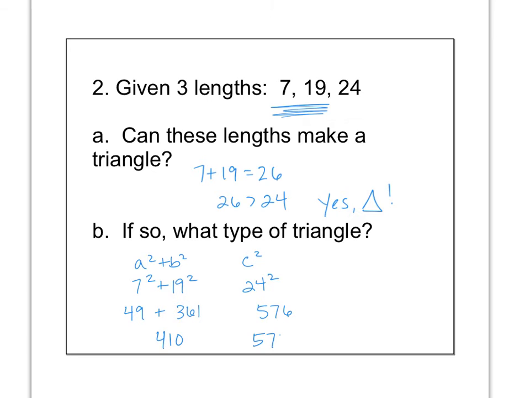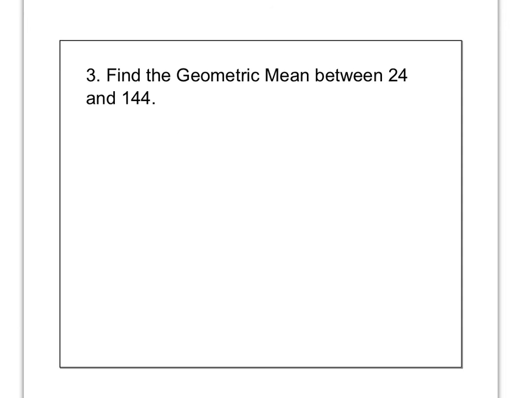And they are not equal. In fact, the c squared is bigger. Remember how the alligator wants to eat the bigger number? So the c squared is bigger than a squared plus b squared. When the c squared is bigger, the triangle will be obtuse. If the c squared would have been smaller, then it's acute, and if the two numbers would have been the same, then it's a right triangle. Please pause the video and try number 3.